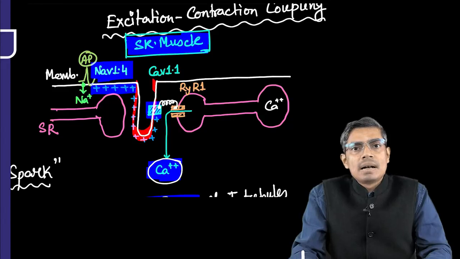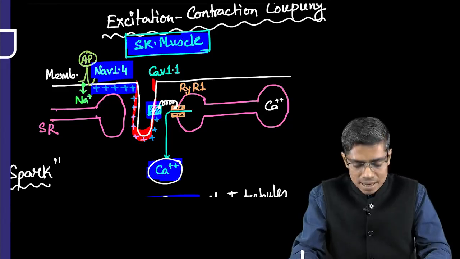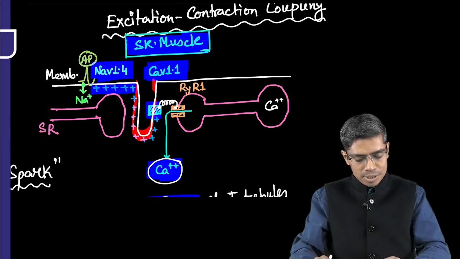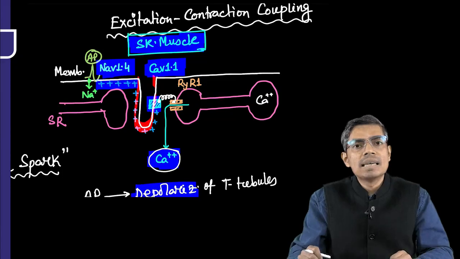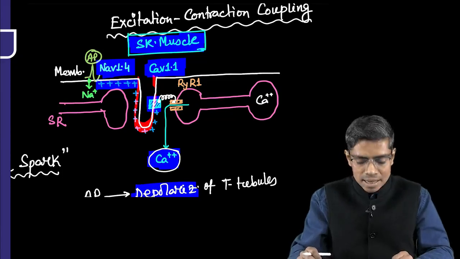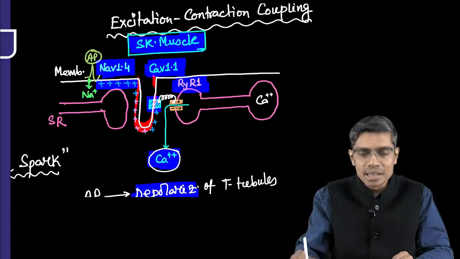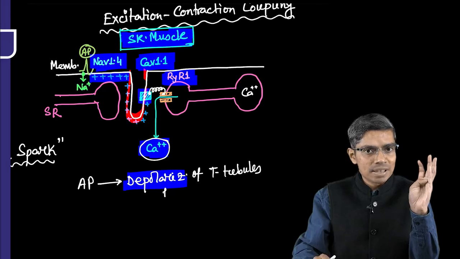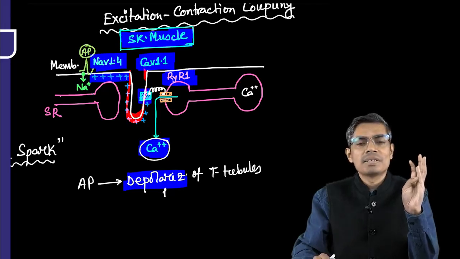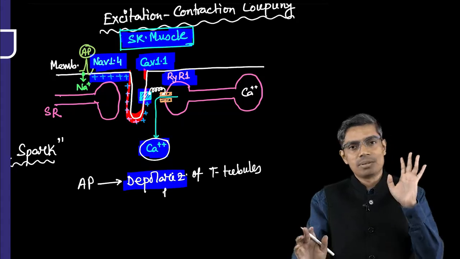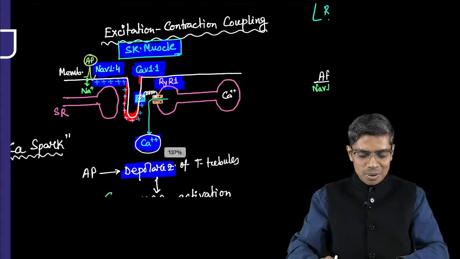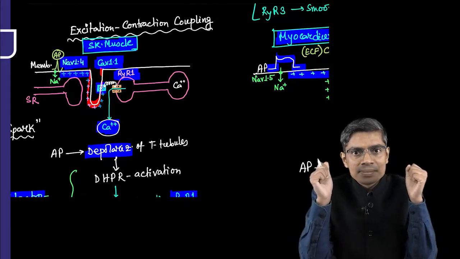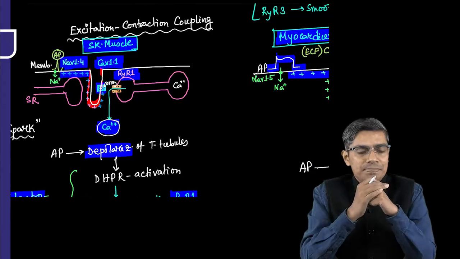And if this NAV 1.4 is mutated, in the case of skeletal muscle, then the disease is known as hyperkalemic periodic paralysis. And if this CAV 1.1 is mutated, then the disease is known as hypokalemic periodic paralysis. And if this RYR1 is mutated, then it can be malignant hyperthermia, or central core disease. So this is all about muscle contraction, the excitation contraction coupling mechanism, and different types of mutation.